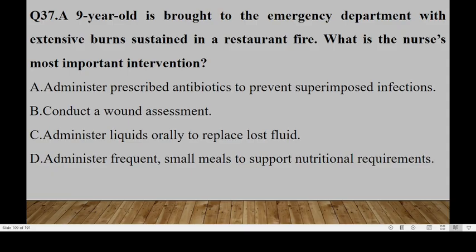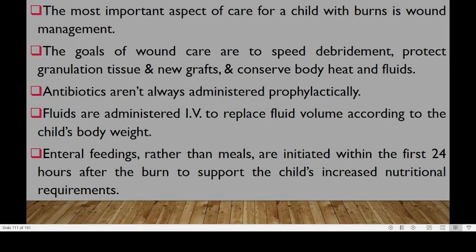A 9-year-old is brought to the emergency department with extensive burns sustained in a restaurant fire. What is the nurse's most important intervention? You have to conduct a wound assessment. Remember, the most important aspect of care for a child with burns is wound management. The goals of wound care are to speed debridement, protect granulation tissue and new grafts, and conserve body heat and fluids.